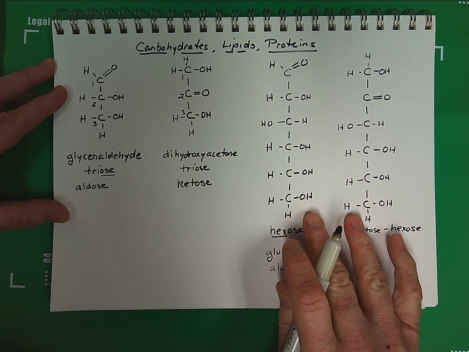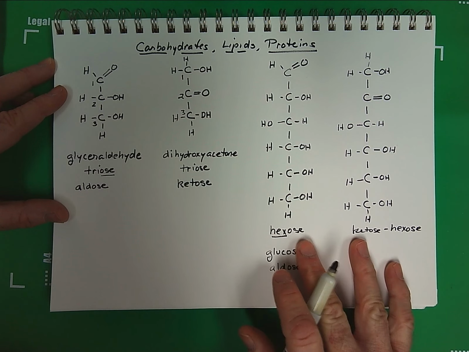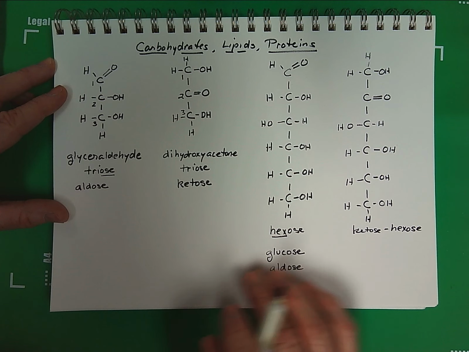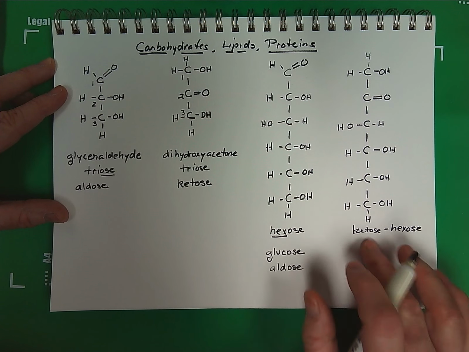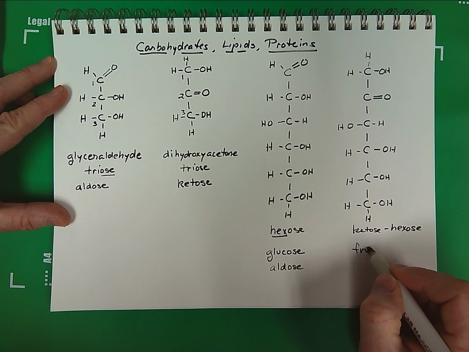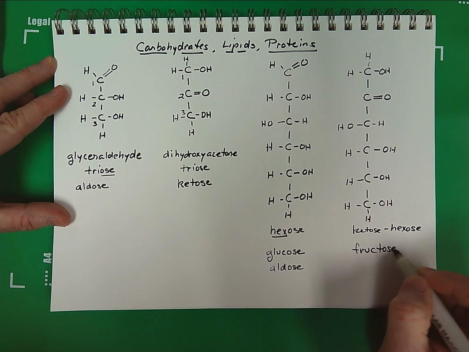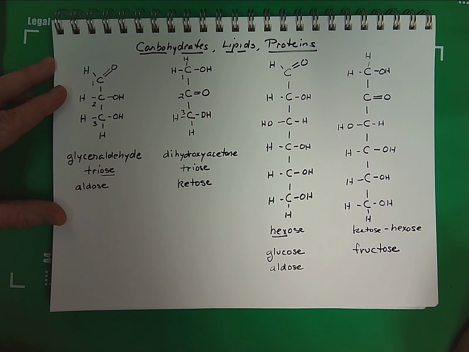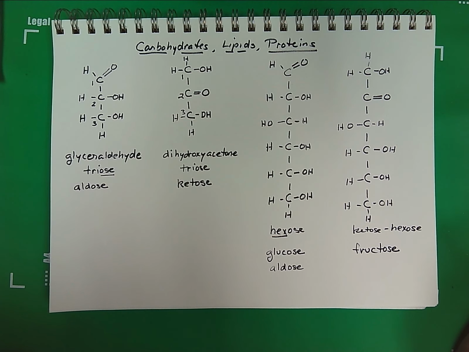So these two molecules are obviously related. They're hexoses. One's an aldose, one's a ketose. And when we change the aldose structure of glucose into a ketose, we now have the carbohydrate specifically called fructose. And recall that fructose is a large part of our diets.